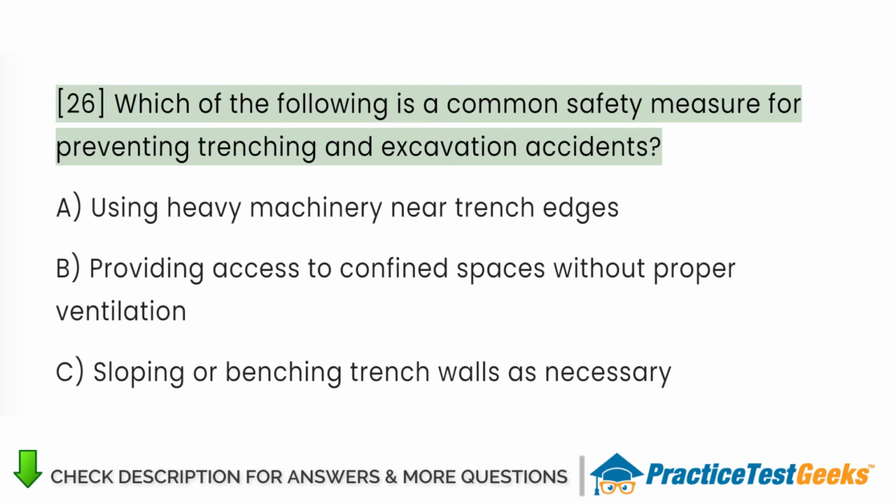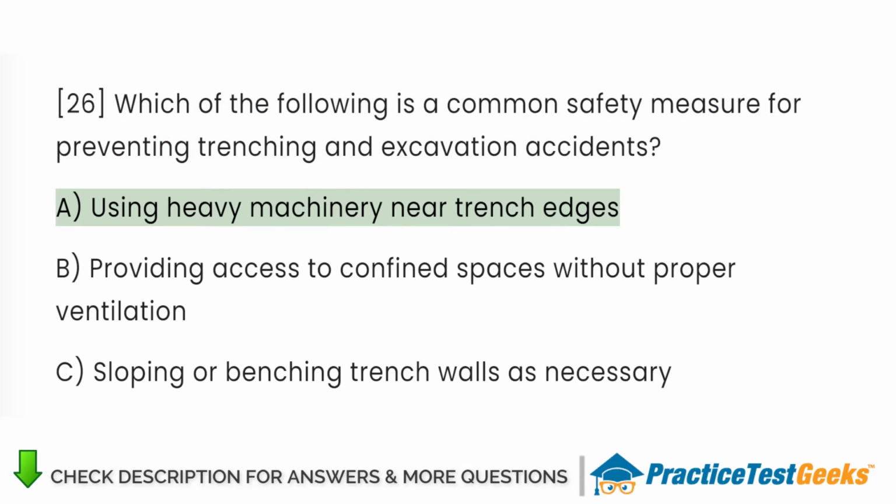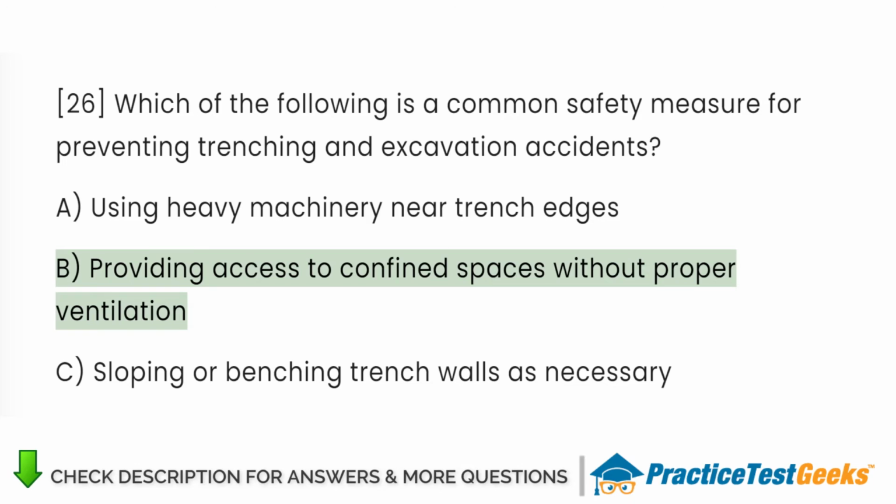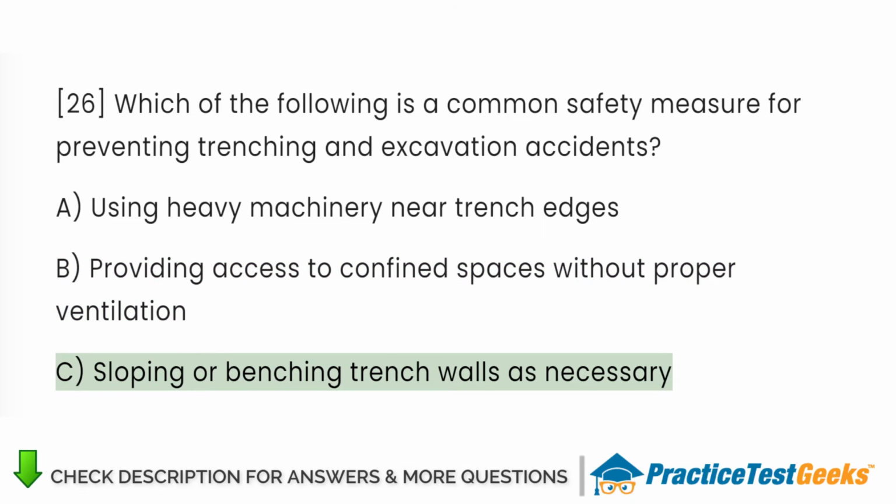Which of the following is a common safety measure for preventing trenching and excavation accidents? A. Using heavy machinery near trench edges. B. Providing access to confined spaces without proper ventilation. C. Sloping or benching trench walls as necessary.